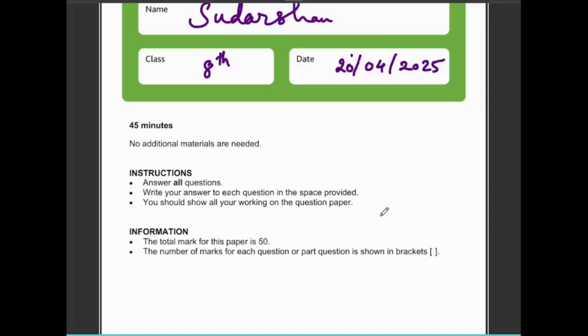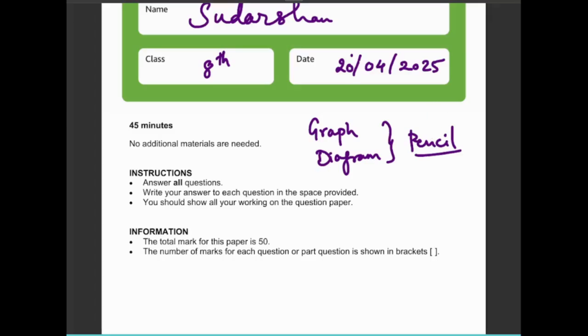Please remember once again, whenever there is a graph or a diagram based question, always use a pencil because you can erase it. If you have made any mistake, you can rectify it. With a pen it is not possible because you cannot use whitener. So let's move to our first question.